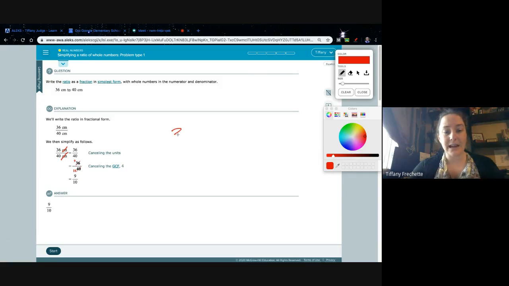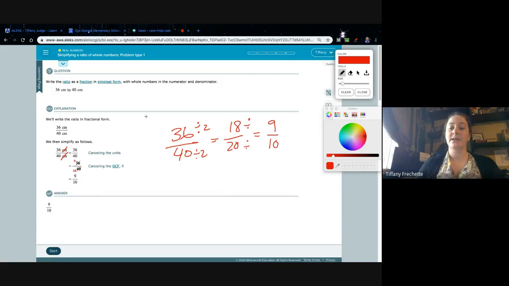Now, if you didn't see that right away, it's perfectly fine if you say, oh, they're both even, I'm going to divide by 2 first. I get 18 and I get 20. Oh, they're still both even again. I'm going to divide by 2 again. So I get 9 and 10. So even if you don't see the greatest common factor right away, it's still perfectly fine to divide twice, and I forgot to put the 2's in here. But if you see the greatest common factor, it just means you only have to divide once.